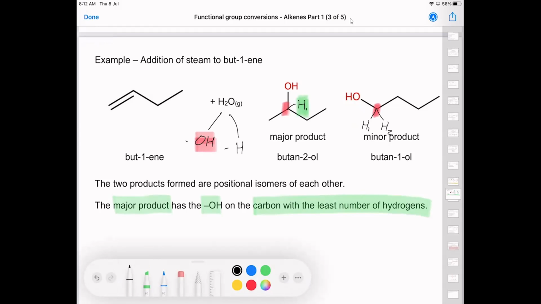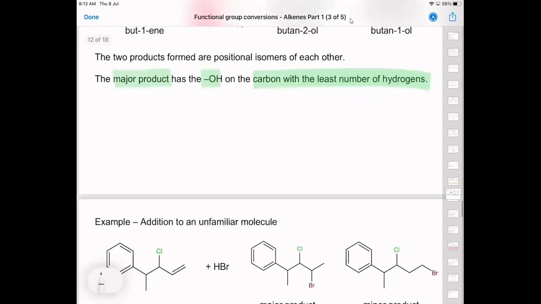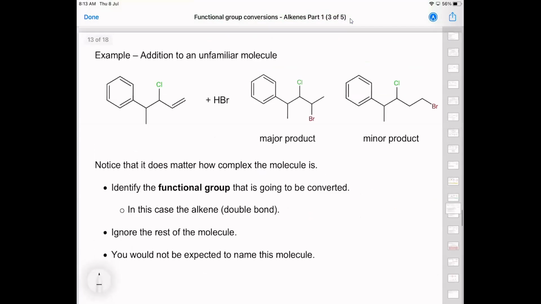Yep. Good. So that's what we mean by Markovnikov selection. So let's have a look here. You have an unfamiliar looking molecule, and remember that you don't need to be scared by unfamiliar molecules. Unfamiliar just means that you probably don't need to know the name of the molecule, but what you do need to do is be able to identify the functional group and how it's going to be converted.